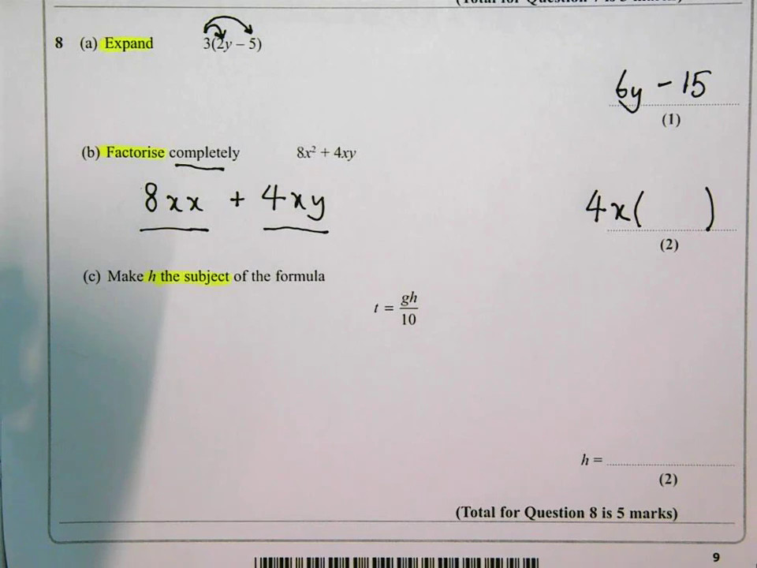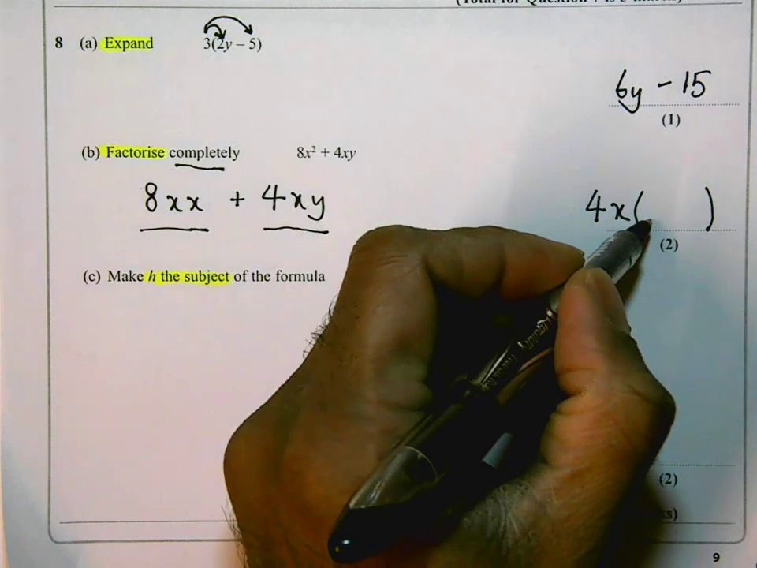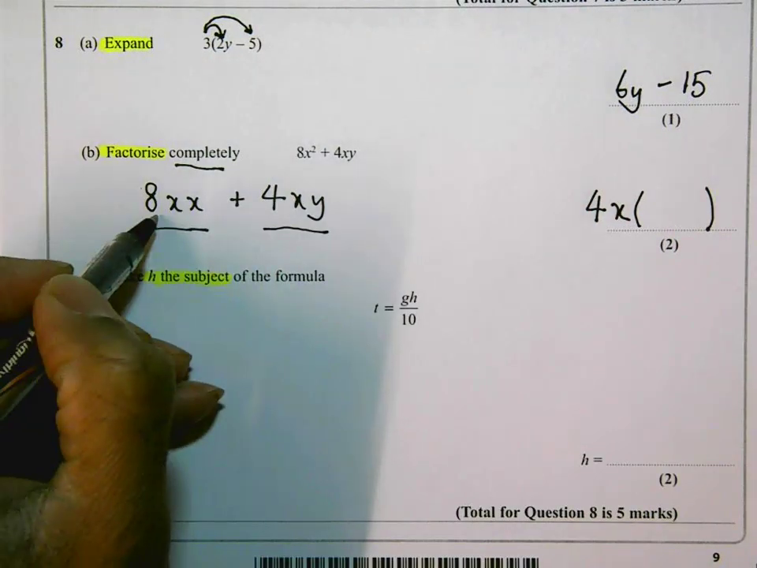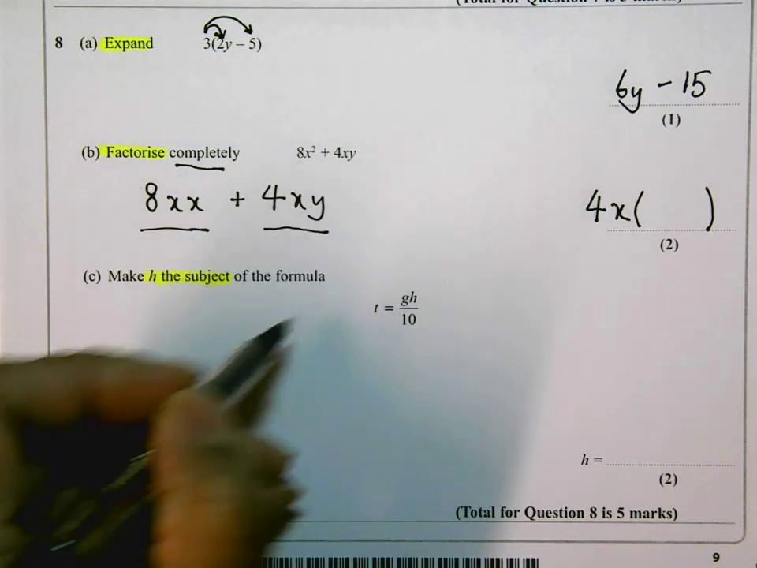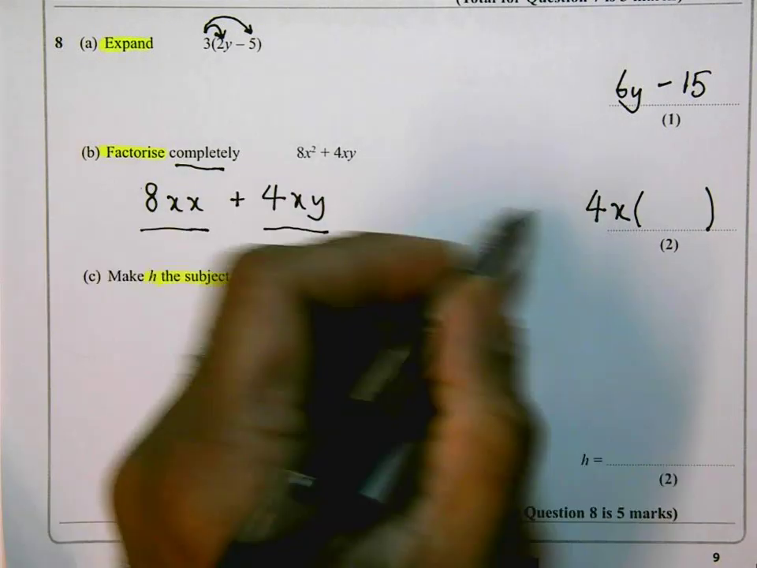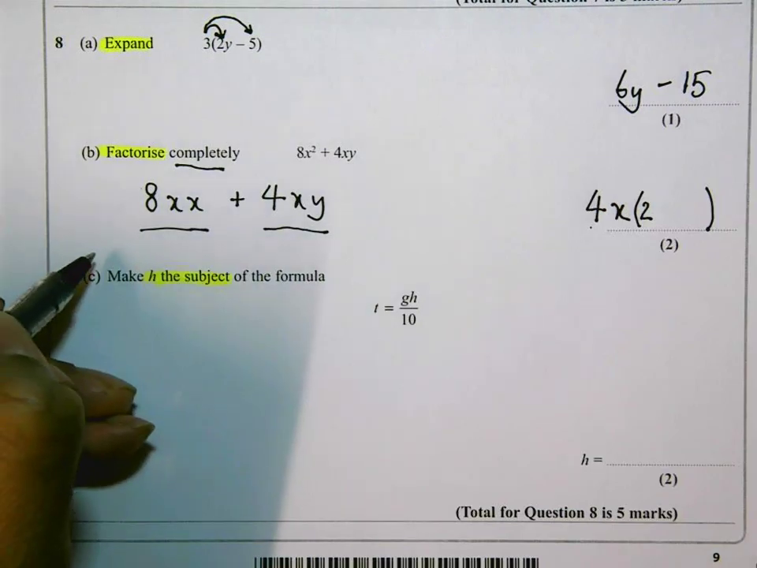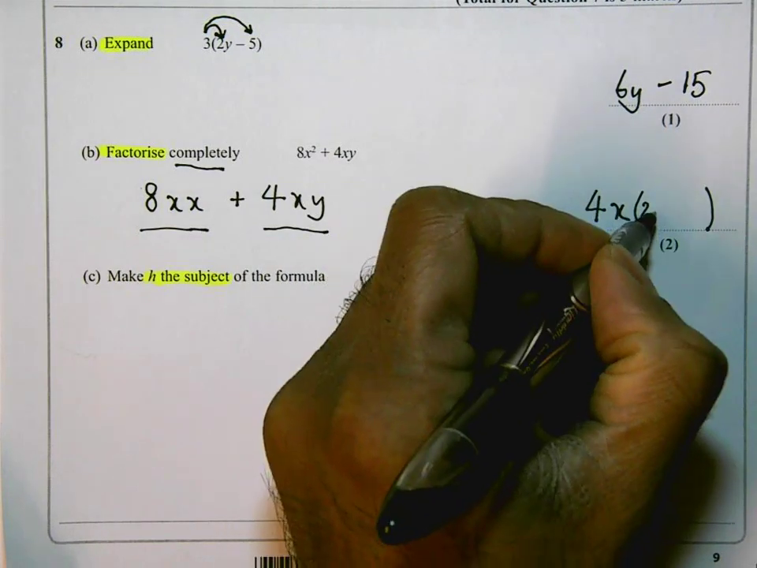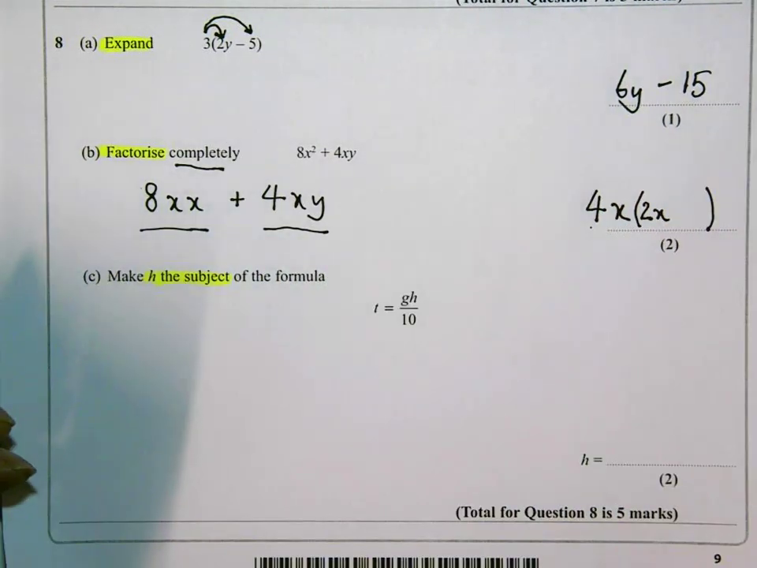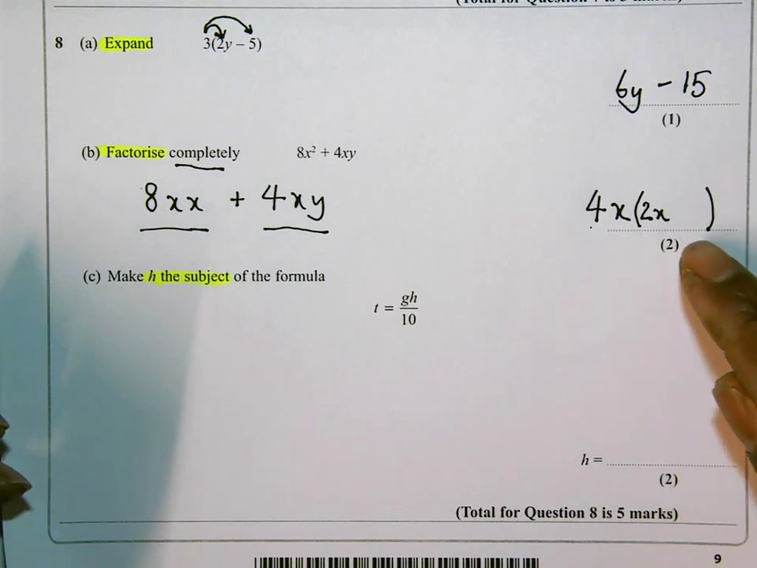And now I'm going to do this in reverse. I'm going to say to myself, 4x times what will give me 8x squared? So 4 times 2 is 8, and x times x is x squared. So just check that: 4x times 2x, 4 2's are 8, x times x, x squared. So the first term is correct.